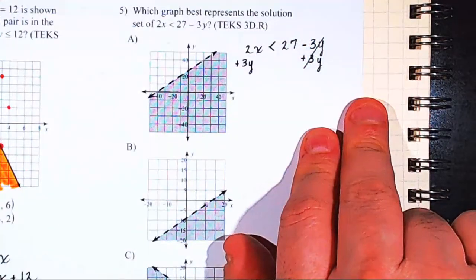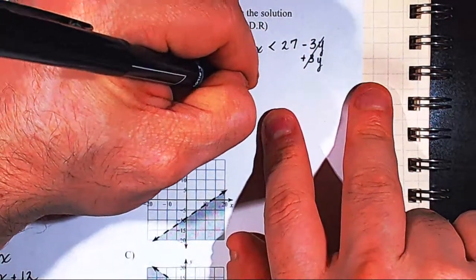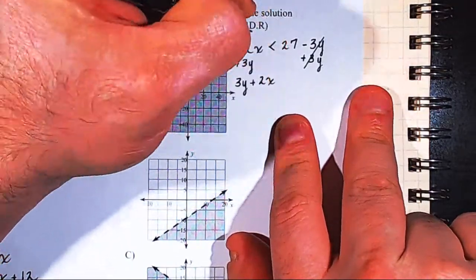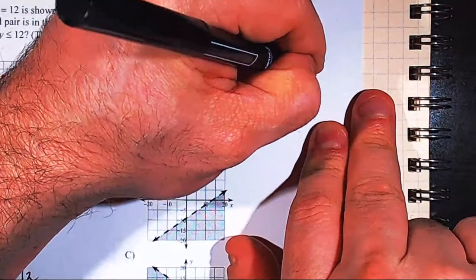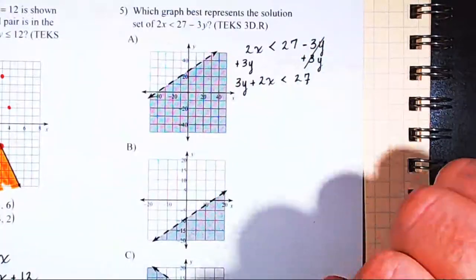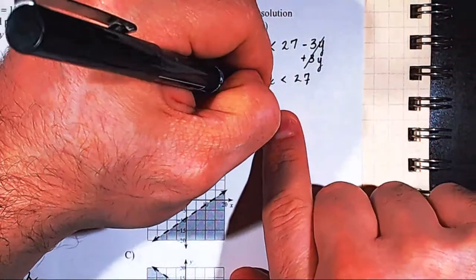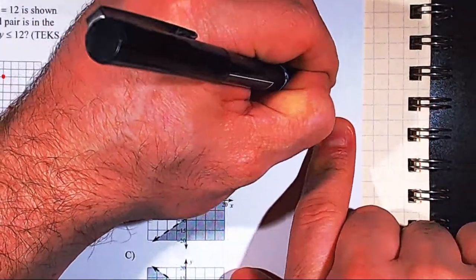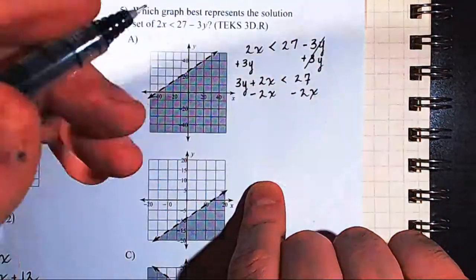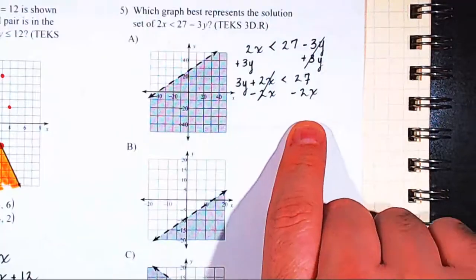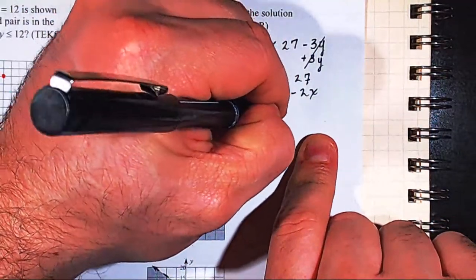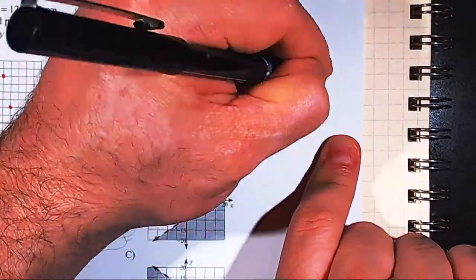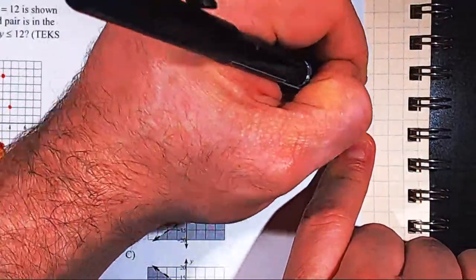Okay, on the right it cancels out, and I'm left here on the left side with 3y plus 2x less than 27. Okay, so now I want to subtract 2x from both sides to move the 2x to the right side of the inequality. This cancels out right here. Now I've got 3y less than negative 2x plus 27.